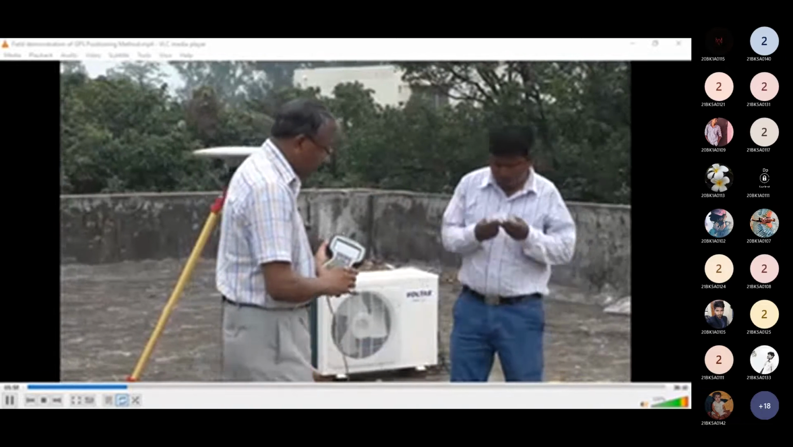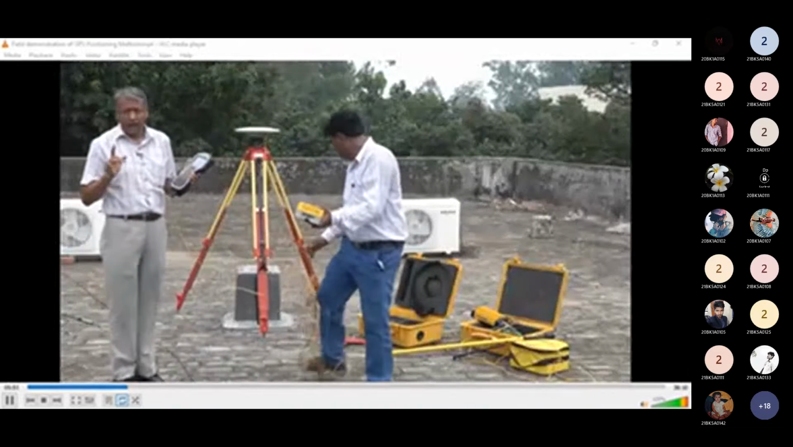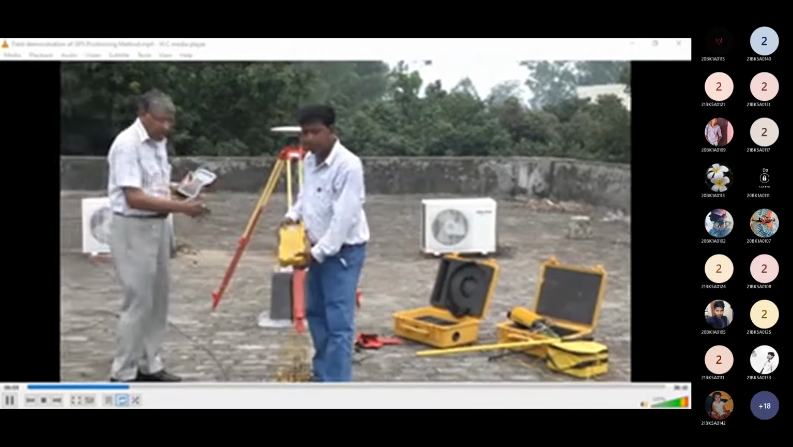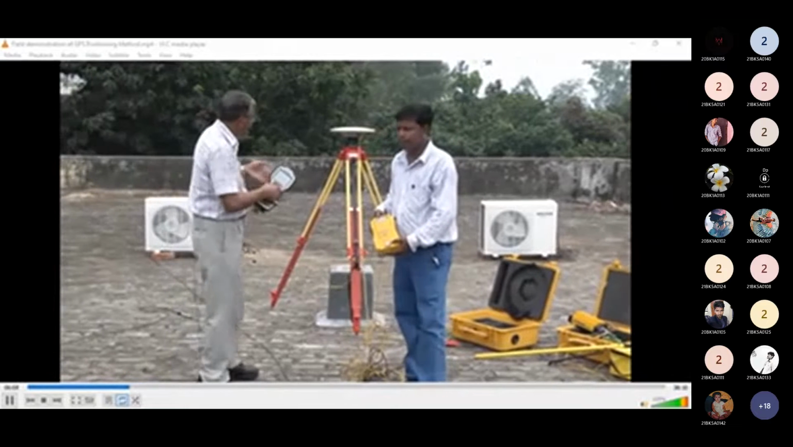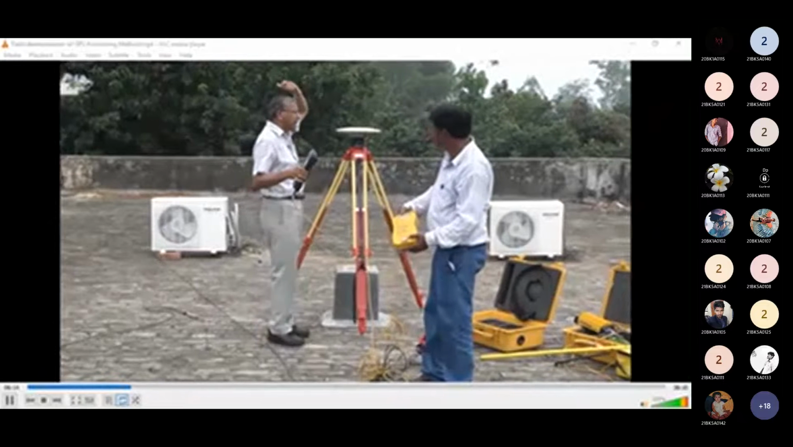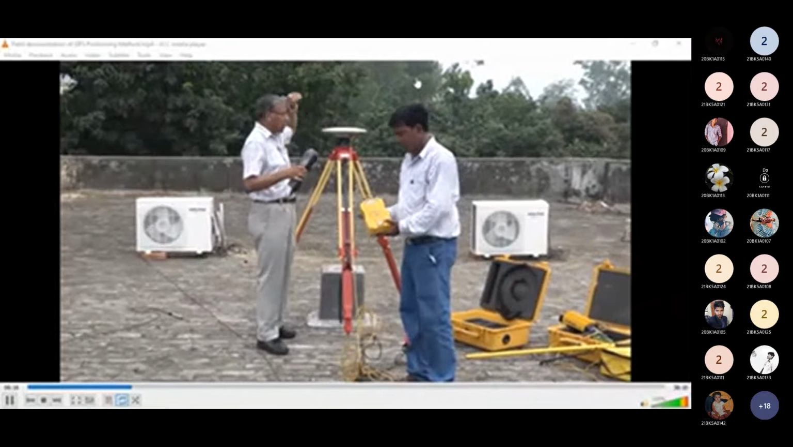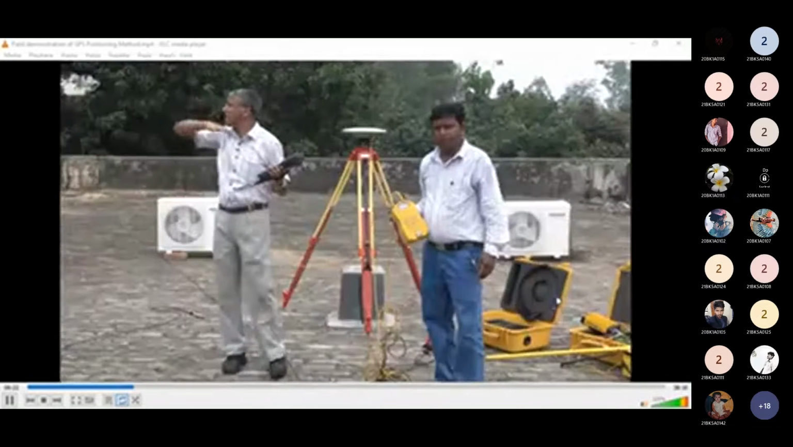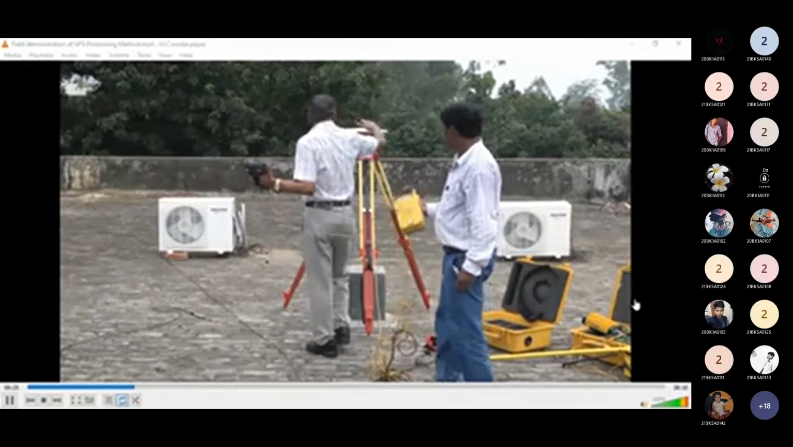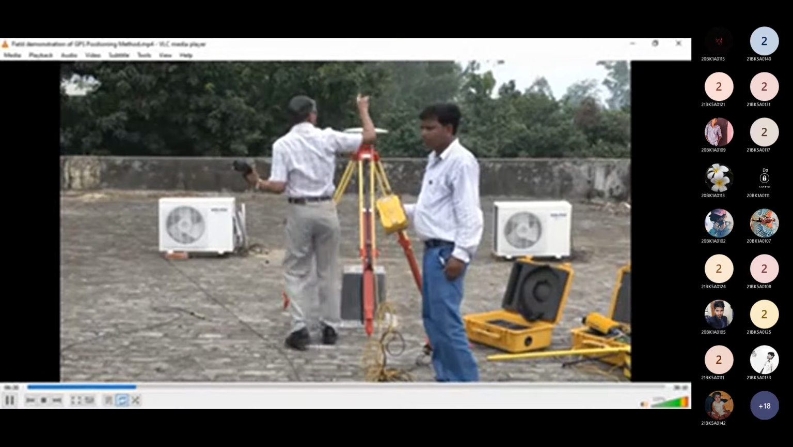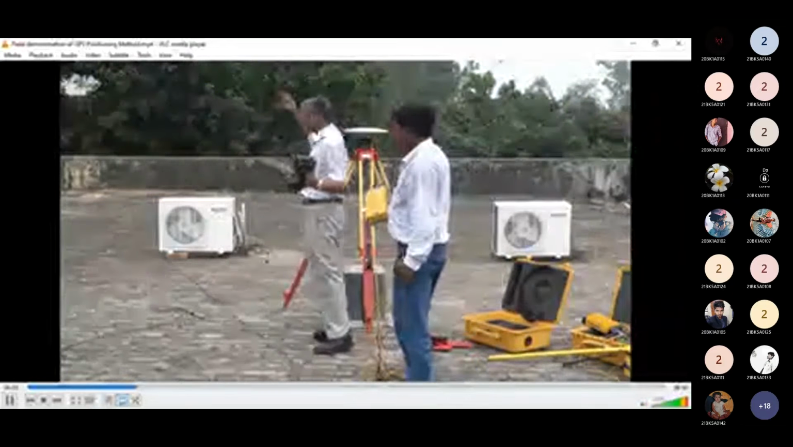Now we can start. One thing we should note: after connection is over, we should be as far away as possible from the antenna, because otherwise the signal may reflect from our head, which may cause multipath. Now you can see our arrangement. We have open sky, and if we take approximately 10 or 15 degrees, there will not be any physical obstruction. That is very important.